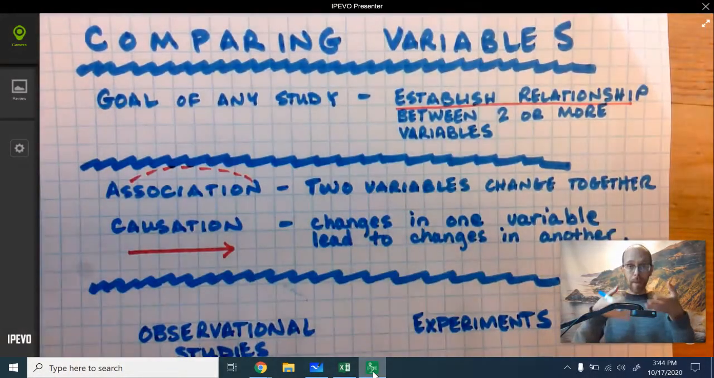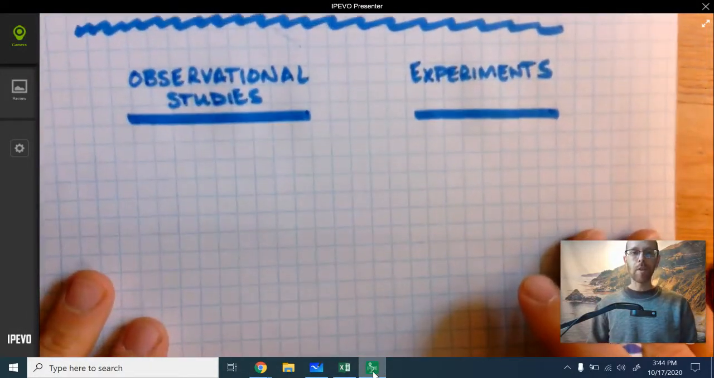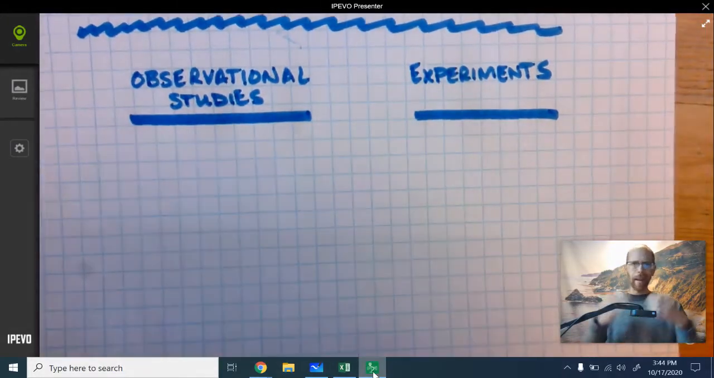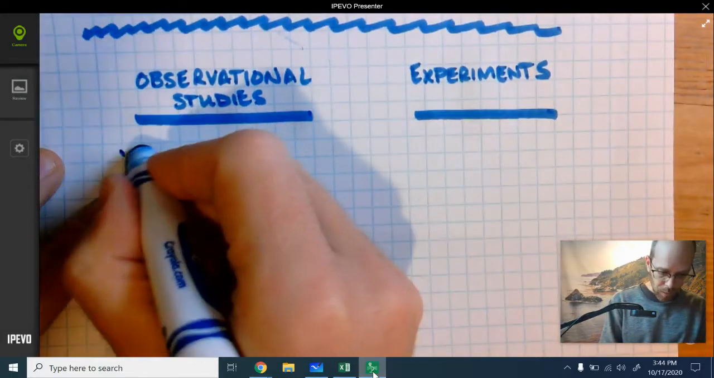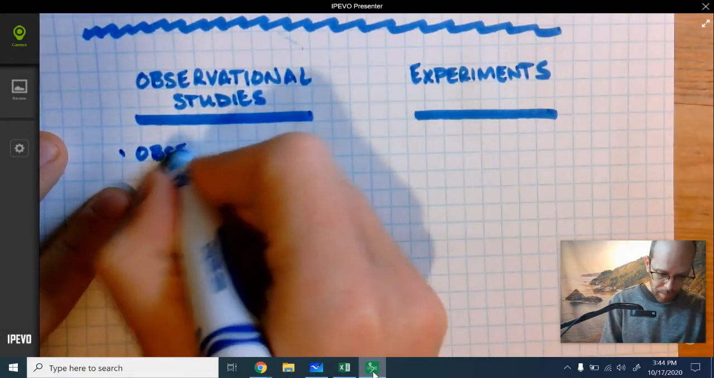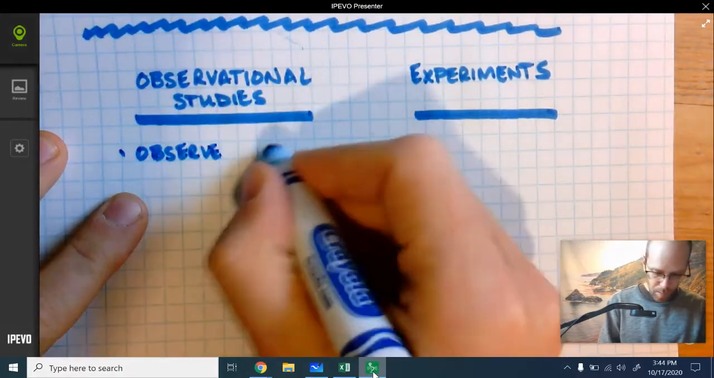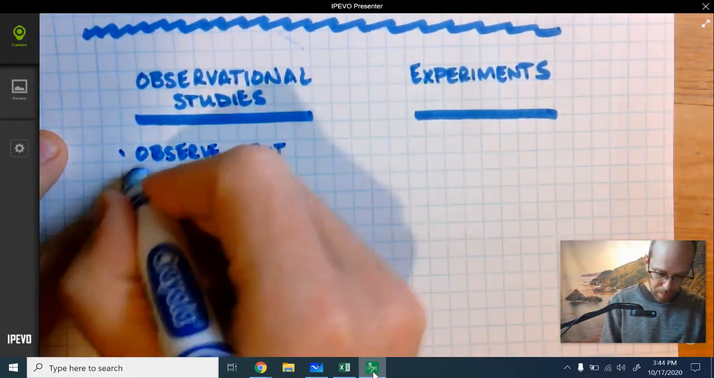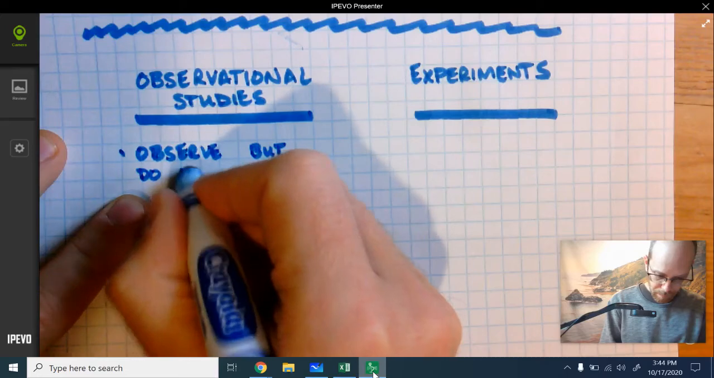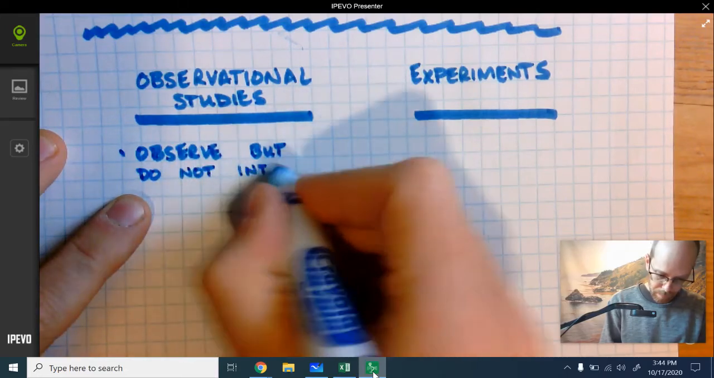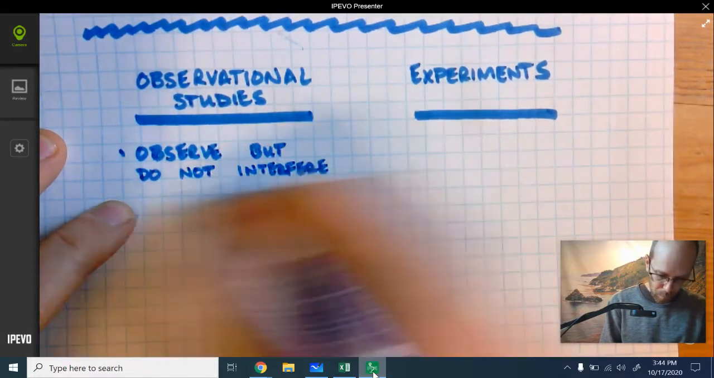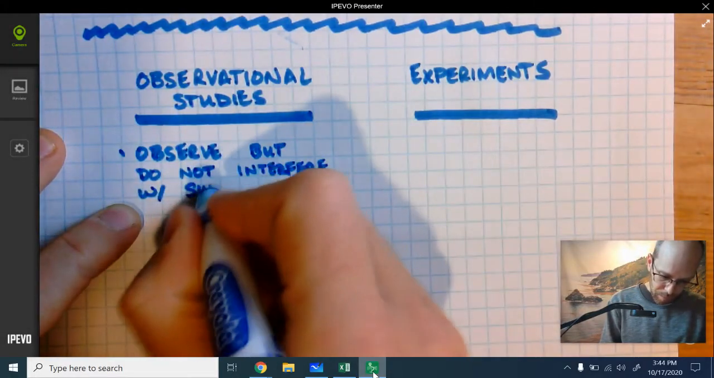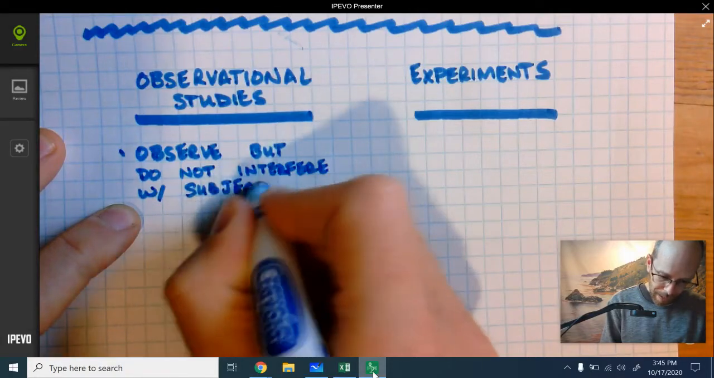So in conclusion, I'm coming back to my first page here. There are 2 types of studies that we are going to work with in this class and that exist in the world. The first is called an observational study, and that's where we observe behavior, but we do not interfere with our subjects. We just ask them how they behave.